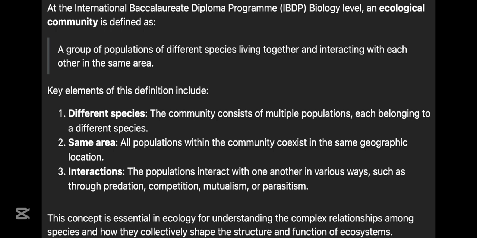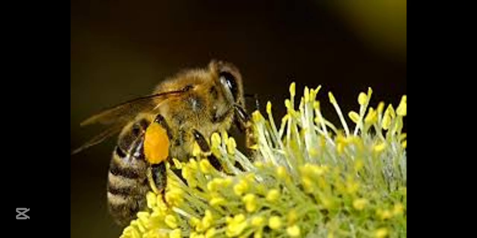Oh, right, like mutualism. Exactly. Mutualism is a win-win situation where both species benefit from the interaction. Okay, give me some examples of mutualism. Sure. One classic example is the relationship between flowering plants and their pollinators. Right, bees and butterflies visiting flowers to get nectar.